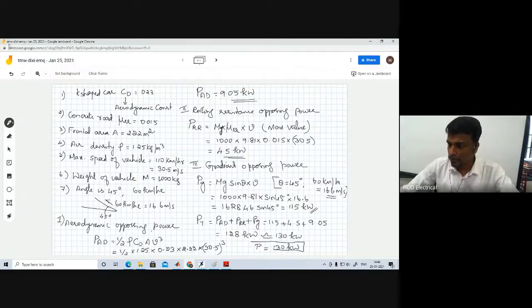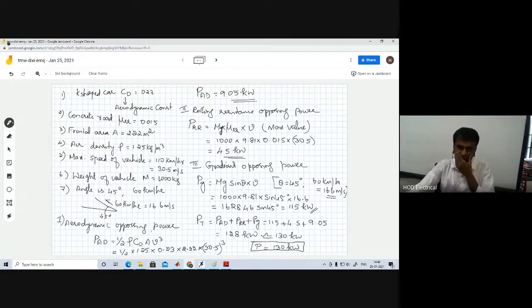So what I want to conclude here is that, in order to overcome the aerodynamic power, rolling resistance opposing power and gradient opposing power with this design, the vehicle should have a maximum power rating of 130 kilowatts. The motor should have a power of 130 kilowatts. So this is the conclusion of this design of a motor suitable for electrical vehicle applications. I hope it is understandable.